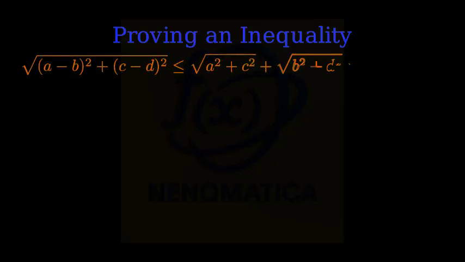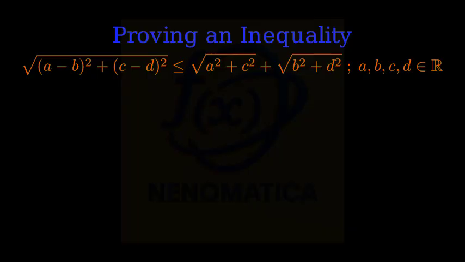We want to prove that the square root of (a minus b) squared plus (c minus d) squared is less than or equal to the square root of a squared plus c squared plus the square root of b squared plus d squared, where a, b, c, and d are real numbers.